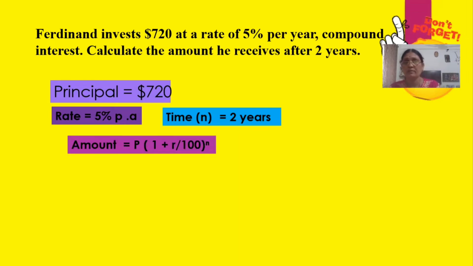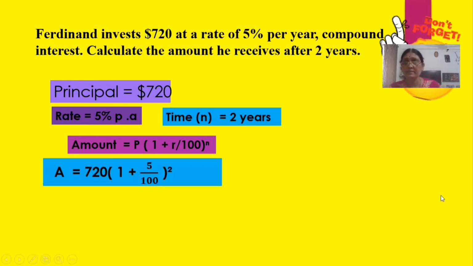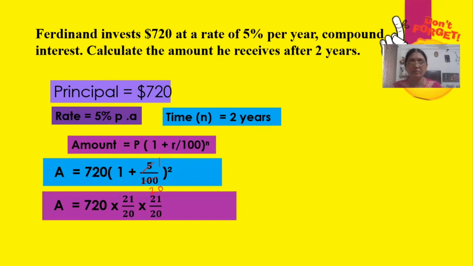Remember the formula. P in bracket 1 plus R upon 100 raised to N, where N stands for number of years, P for principal, R for rate of interest. Let's substitute the value. Amount is equal to 720 in bracket 1 plus 5 by 100. So 5 by 100 again can be simplified, 5 ones are 5 and 5 20s are 100. Take LCM, so you are getting again 21 by 20. Since it is raised to 2, we are writing 21 by 20 twice.